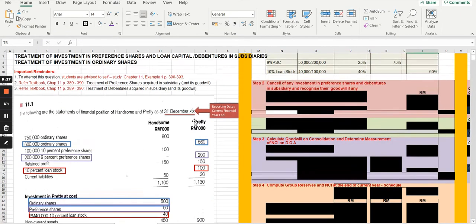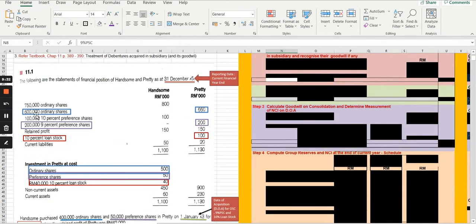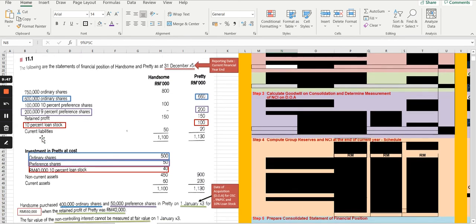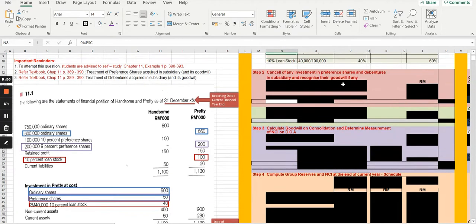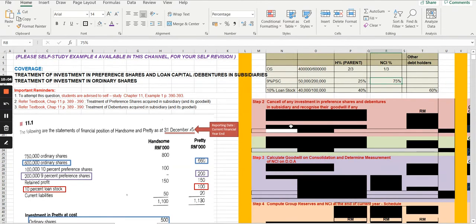And then the second one is the 9% preference shares that you acquired. So if you look here in your statement, under Preti's column, which is the subsidiary column, you have 200, right? And that is the amount. You need to look at what the unit is. So 200,000 is what was available. You acquired, which is given here, 50,000. So 50 divided by 200,000 gives you 25%, right? So you have 75% as the portion held by NCI, the percentage of shares held by NCI in the preference shares.